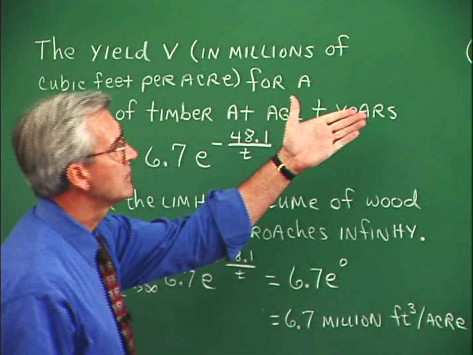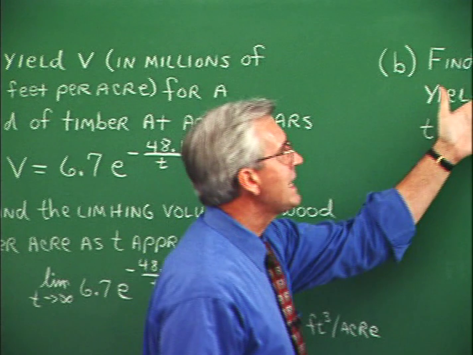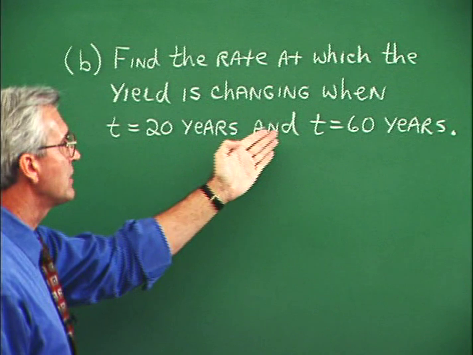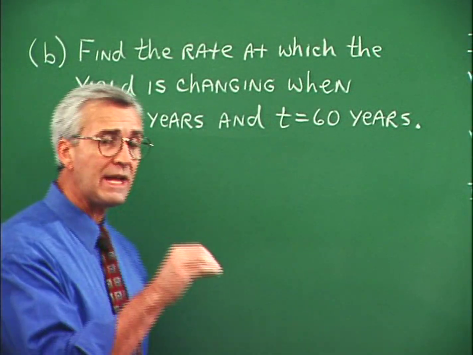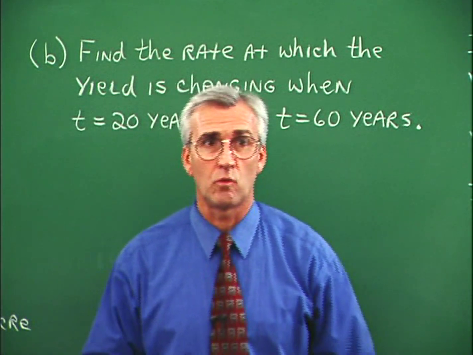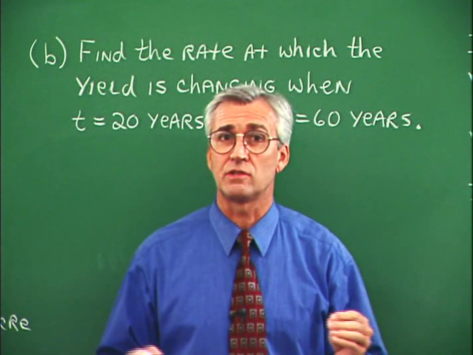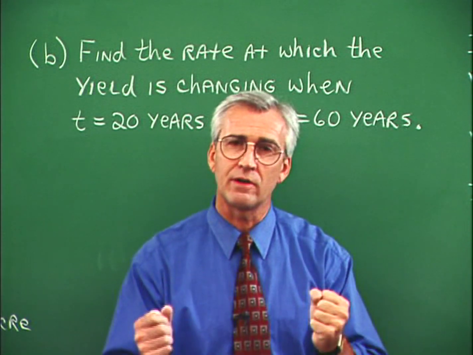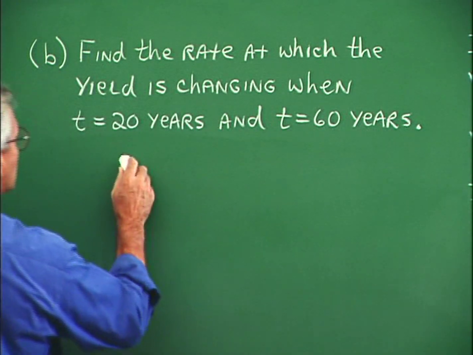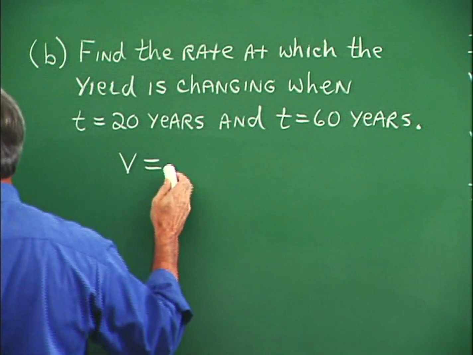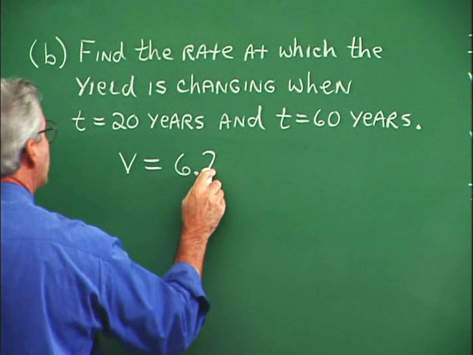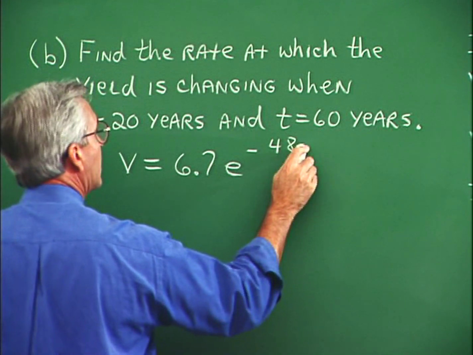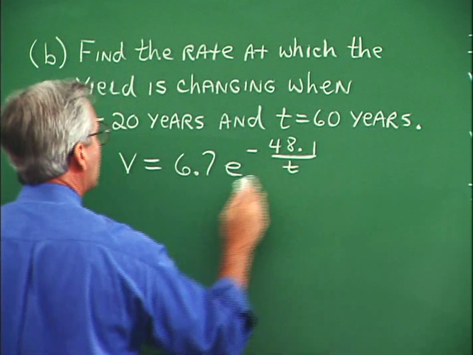Next part of the problem says, find the rate at which the yield is changing when t equals 20 years and t equals 60 years. The rate of change at a particular time. Wow, derivative. The bell should go off. When we see rate of change, we think derivative automatically. So we're taking this formula for the yield, I'm just repeating it right here, and we want to take its derivative.